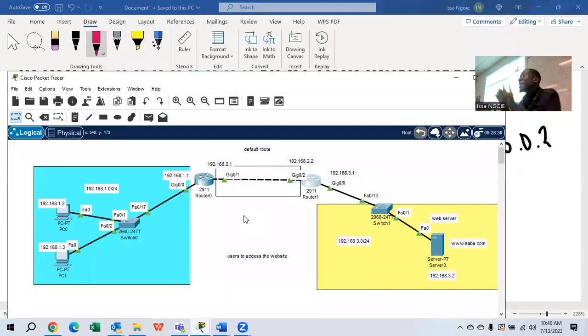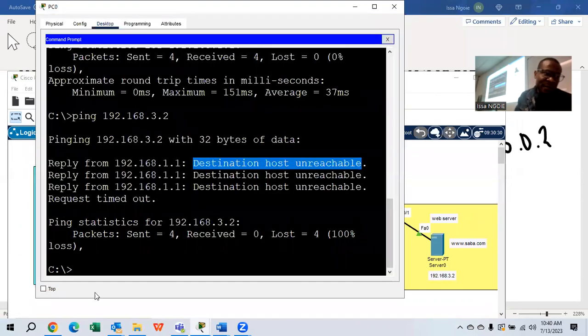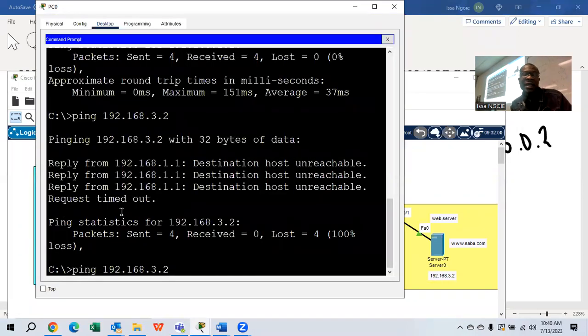Now we're gonna try again to ping. We can go to one of the PCs here. We can try to talk again to the server, see how the response will be. But we already know there is no routing protocol configured. So logically it won't work.